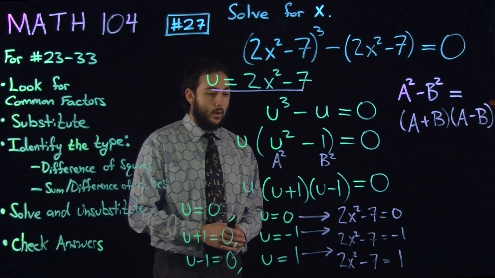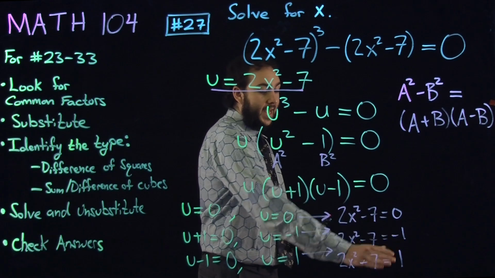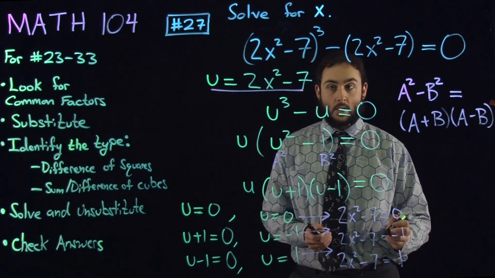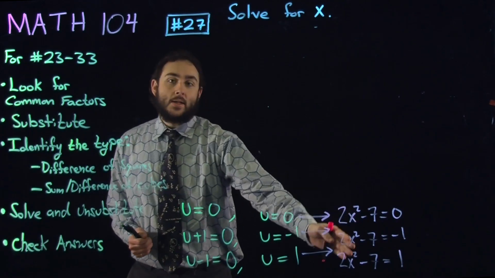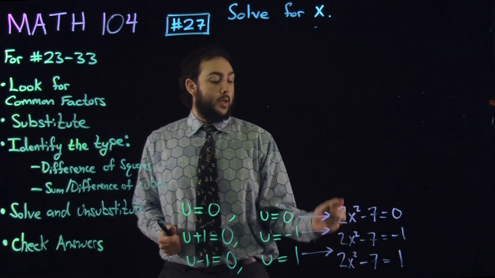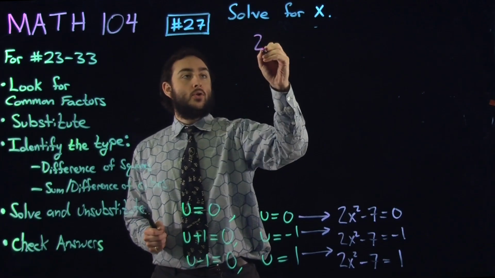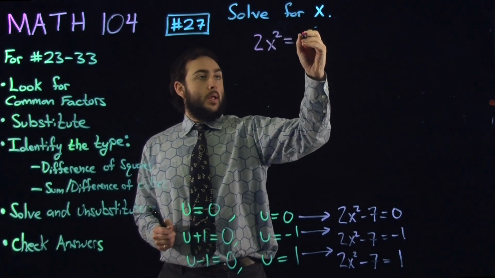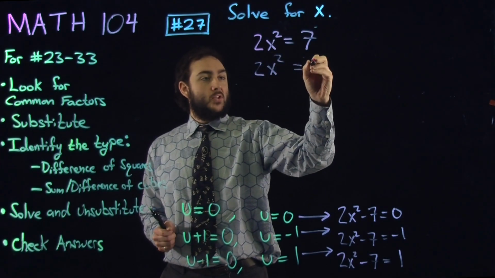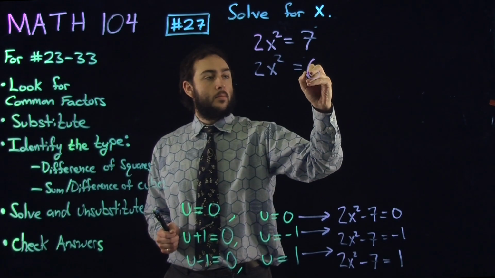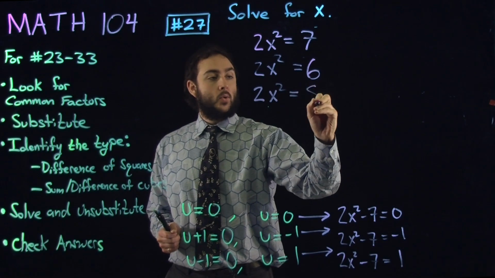So the first thing we should do is isolate the x squared term. Let's add 7 to each of these three equations. I'm going to add 7 to the left and right hand side, and I'll get 2x squared equals 7, 2x squared equals 6, and 2x squared equals 8.